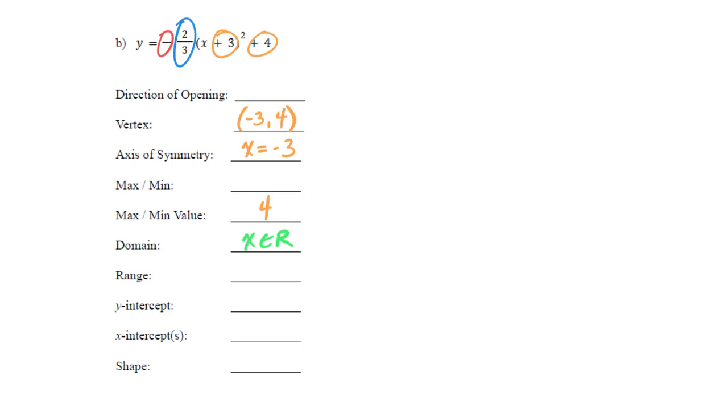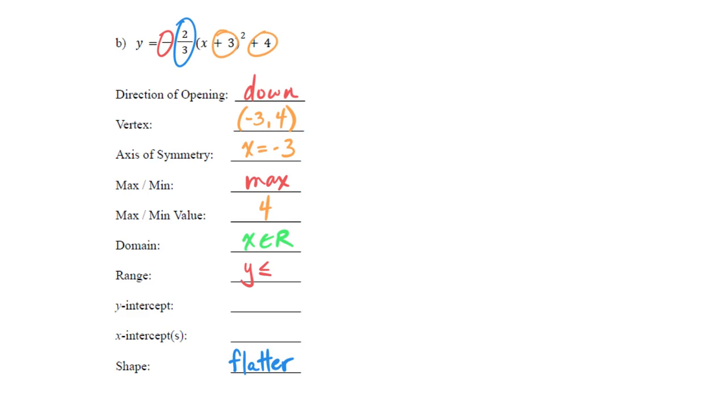Based on my blue, direction of opening, no. I work my way all the way down. I at least know that my parabola is going to be flatter than normal. I've got my blue value. That's a value less than 1. There we go. My negative is going to tell me opens down. That tells me I have a max. And it also tells me that my range has to be y is less than or equal to.